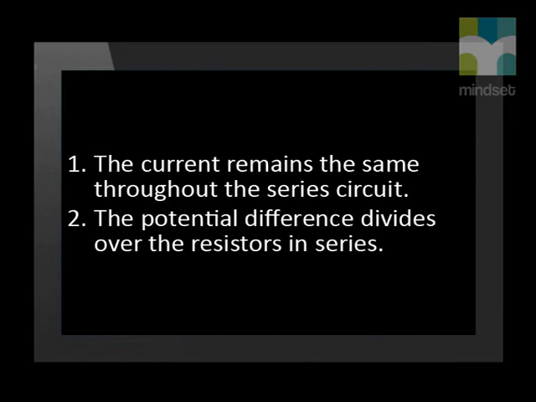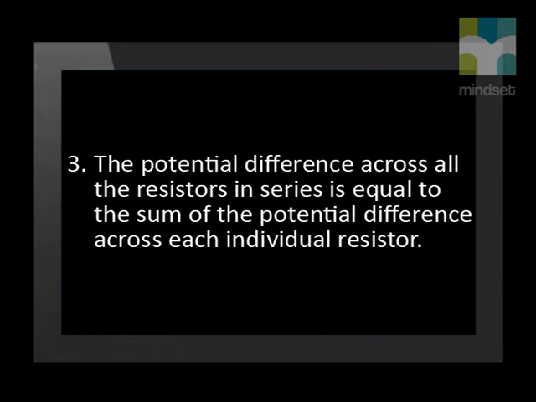Let us recall what we already know about resistors connected in series. The current remains the same throughout the series circuit, the potential difference divides over the resistors in series, and the potential difference across all the resistors in series is equal to the potential difference across each individual resistor.